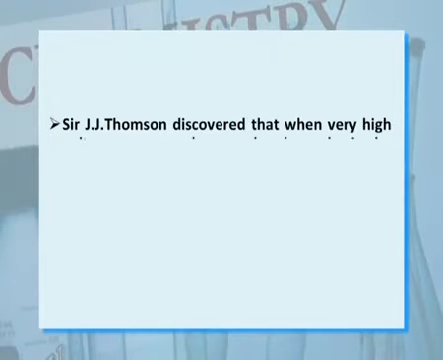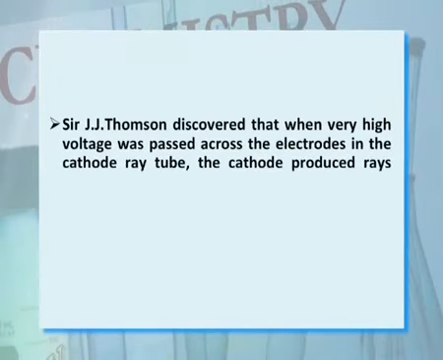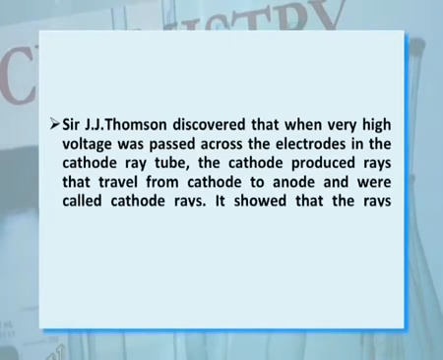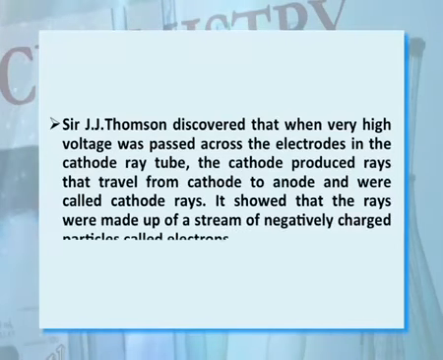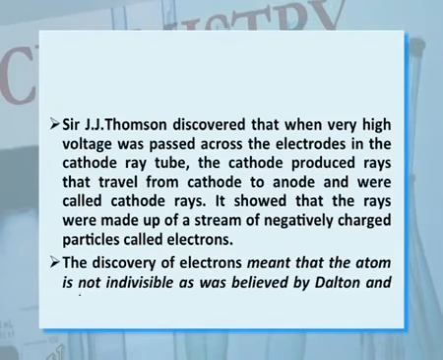Sir J.J. Thomson discovered that when very high voltage was passed across the electrodes in the cathode ray tube, the cathode produced rays that travel from cathode to anode and were called cathode rays. It shows that the rays were made up of a stream of negatively charged particles called electrons. The discovery of electrons meant that the atom is not indivisible, as was believed by Dalton and others.